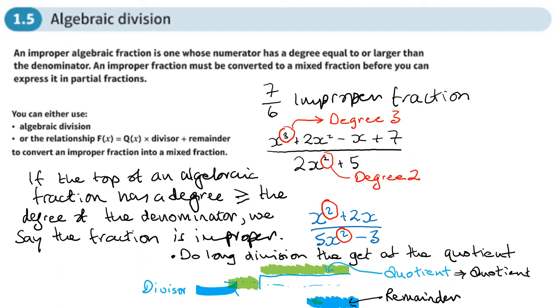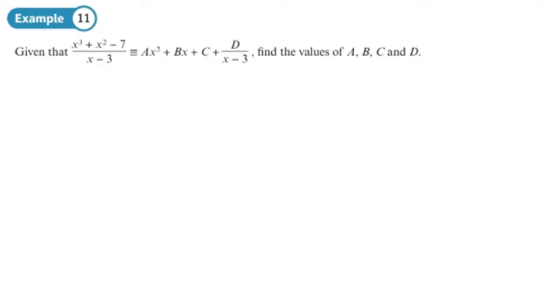So we do long division to get at the quotient. We do partial fractions on the quotient, and our final answer is going to be those partial fractions plus the remainder, what's down here, over the divisor. You'll see that in a moment. Okay, so this one, we can see the form that they want us to give the answer in. You can see it here.